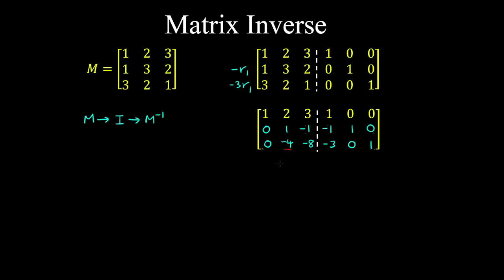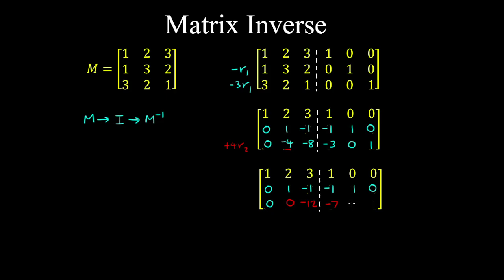And now we'll zero out the remaining element below the diagonal. So we'll add 4 by row 2 to row 3. So noting that this first element here, plus 4 by 0 is still 0, so we don't modify it. So we have minus 4 plus 4 is 0. Minus 8 minus 4 is minus 12. Minus 3 minus 4 is minus 7. 0 plus 4 is 4. And 1 plus 0 is 1.